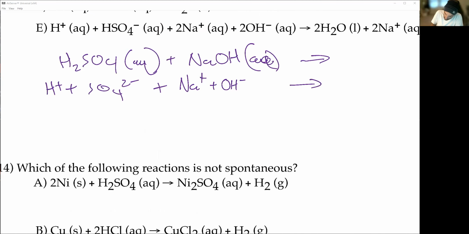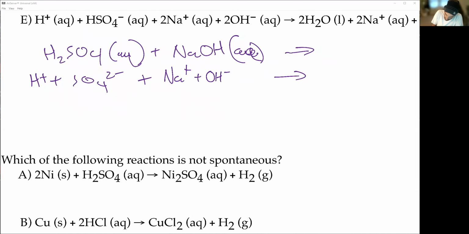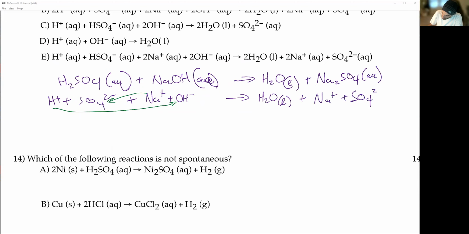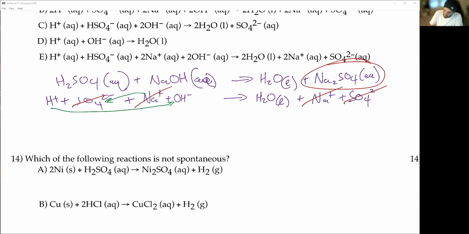And now we're going to switch partners. So when I combine together hydrogen with hydroxide and sodium with sulfate, what do I get on the other side? H and OH come together to give me H2O, and that is a liquid. Plus, I'm going to combine together sodium and sulfate, which is aqueous. Because it's aqueous and the complete ionic, I am going to separate it out. So what gets eliminated? Sulfate remains aqueous, sodium remains aqueous. Essentially, it's always the salt that remains aqueous, and that leaves behind just water.